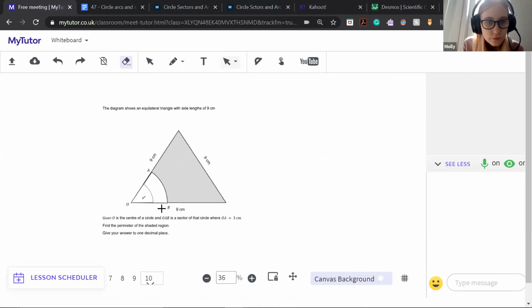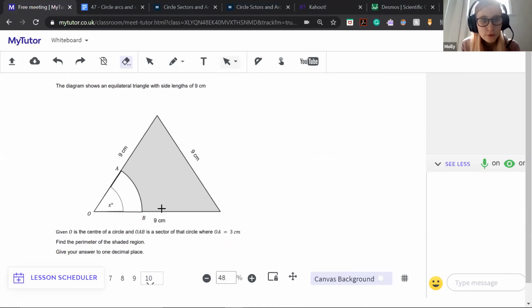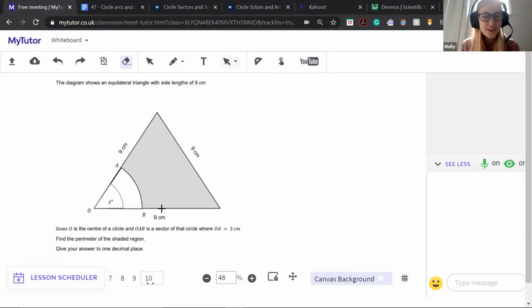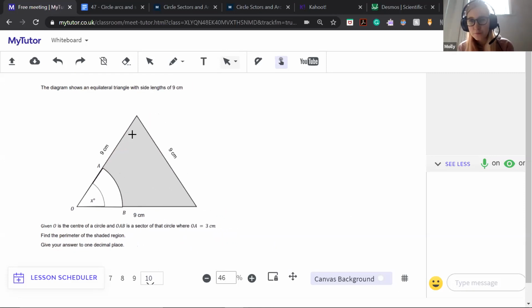So we've got an equilateral triangle, haven't seen one of those yet, with side lengths of 9 centimeters. And O is the center of a circle, and OAB is a sector of that circle, and OA is 3 centimeters. And we want to find the perimeter of the shaded region. So we want to find the perimeter of this kind of concave curve there, and the rest of this triangle. So quite a tricky one. I'm just going to jump straight into it. You can probably start to think about what it is that we're doing.